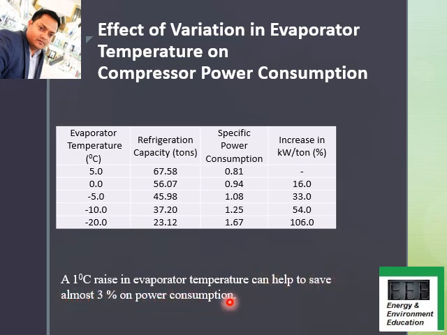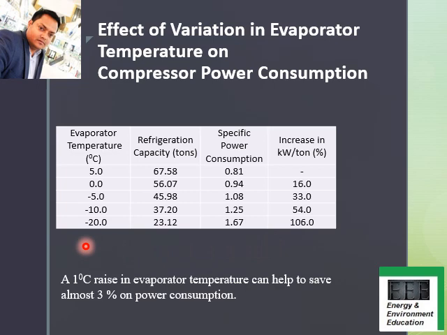This means if you want to conserve energy, if you want to keep the power consumption as low as possible, in that case you need to raise the temperature of the evaporator. I mean, keep the evaporator temperature as high as possible, friends. The higher the temperature you keep, the less will be the power consumption, and specific power consumption also will be reduced, friends. So this is one important concept that you must understand.